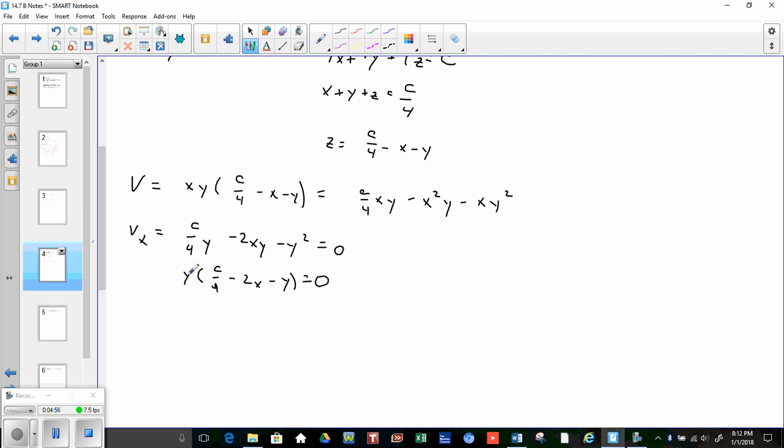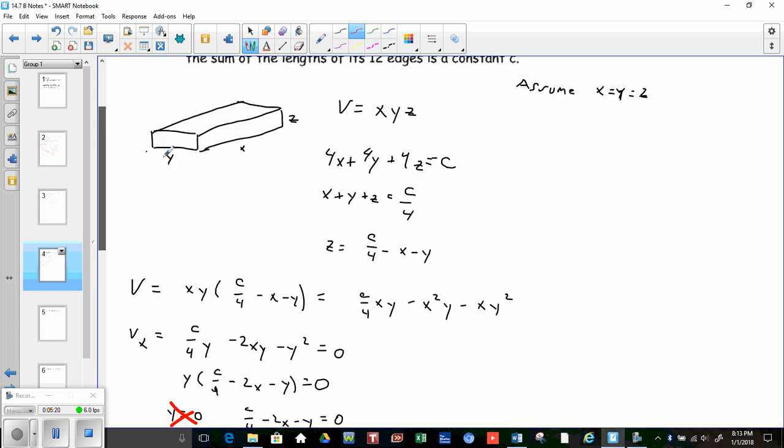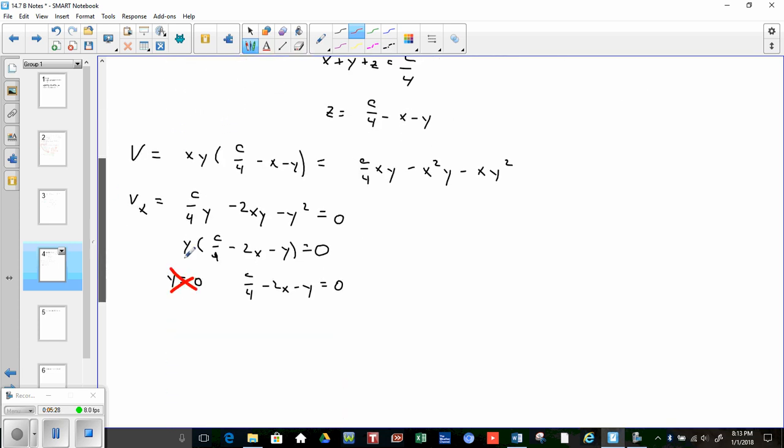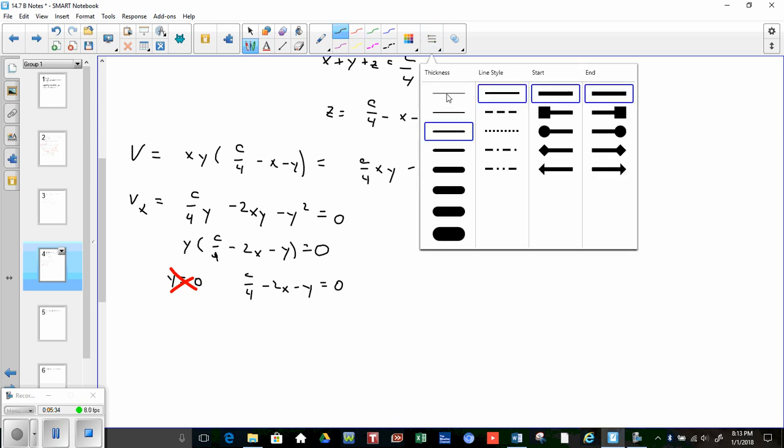This is your zero product property, right? It's one factor and another factor that both have to multiply to 0. So either y is going to equal 0, or c over 4 minus 2x minus y equals 0. And here's the good part. We can get rid of this. If y equals 0, that means this length right here is 0, which means my volume would be 0. That's obviously not going to maximize anything. It's going to minimize it because you won't have any volume. So y equaling 0 is not even a factor in this case. The second one, however, will work.